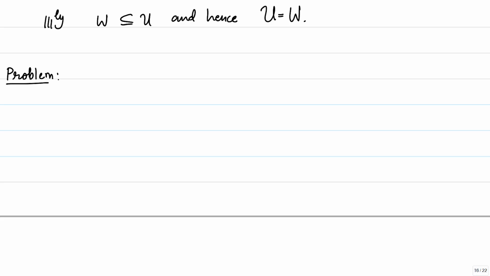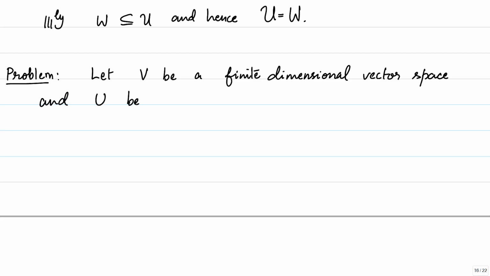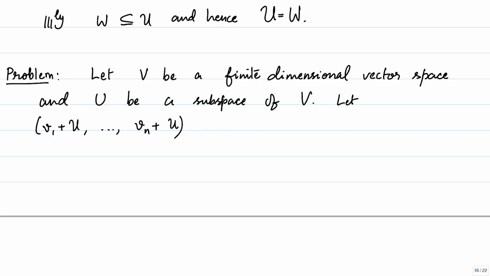Okay, so let V be a finite dimensional vector space and capital U be a subspace of V. Let the ordered set V1 plus capital U, V2 plus capital U, up to Vn plus capital U. Notice that these are affine sets and these are elements in V mod U. Let this be a basis of V mod U. So in particular, V mod U is being given to be an n-dimensional vector space, and we are given very specifically a basis of V mod U.